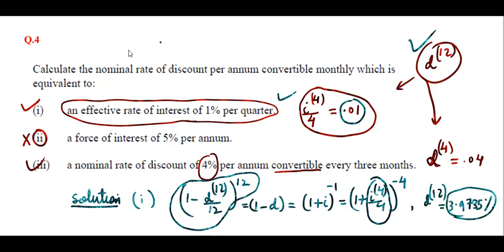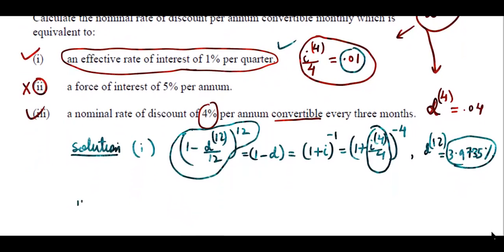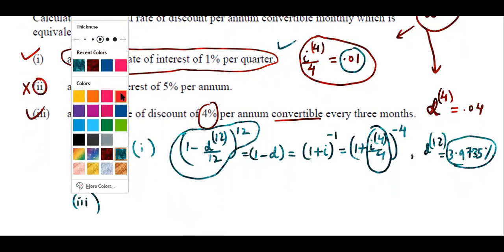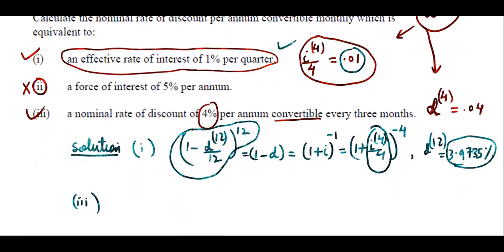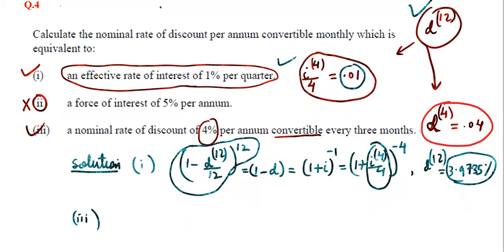Now, how about this one, part 3? Part 3, we can do, because now we have to connect with D4, and again we need to find D12, and D4 we need to connect. That's all. There is no I here. D4, D12 you need to find from D4. So I'll write 1 minus D4 by 4 power 4.